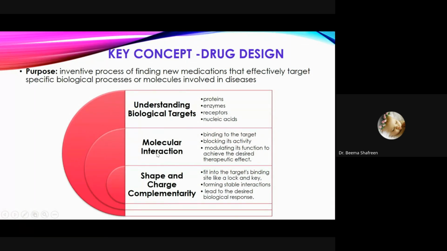Their molecular interaction needs to be studied, where the protein and the receptor will interact with the ligand molecules. So the binding effect can be studied, whether the binding can lead to blocking of the activity or modulation of its function, which can achieve the desired therapeutic effects. Next, the shape and charge complementarity needs to be studied, whether it fits exactly into the binding site like a lock and key, forming stable conformations or leading to the desired biological response.